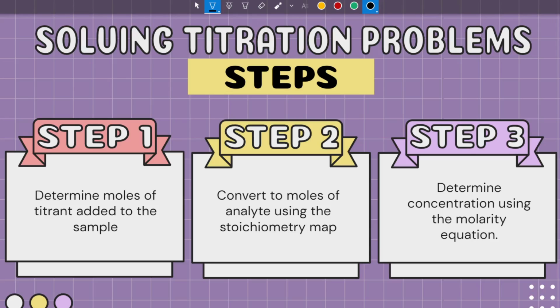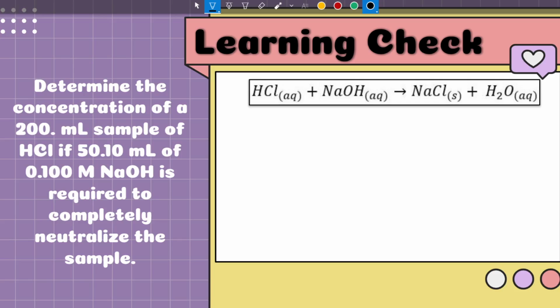So our first example here: we want to determine the concentration of a 200 milliliter sample of HCl if 50.10 milliliters of 0.1 molar sodium hydroxide is required to completely neutralize the sample. So we're going to first determine the moles of sodium hydroxide. To do that, we have to use our molarity equation, which is moles over liter. But if you remember, if we're solving for moles, it's really just molarity times liters.